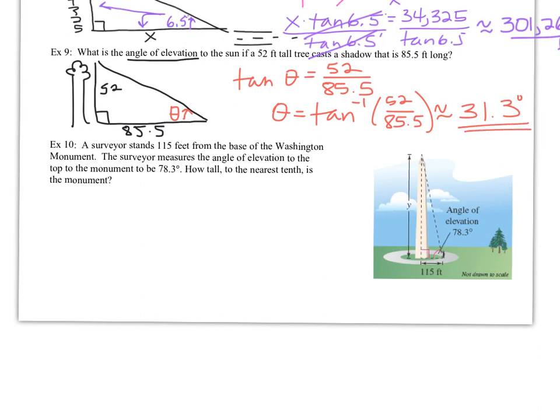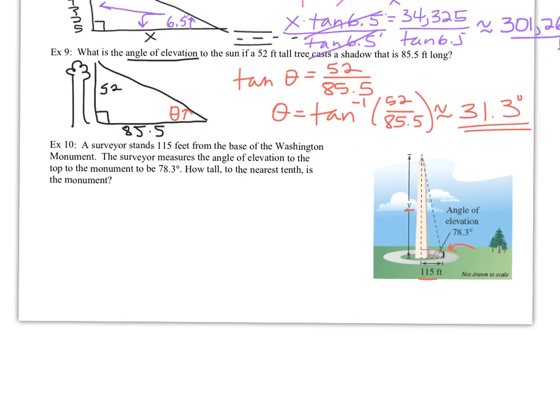All right, one more. A surveyor stands 115 feet from the base of the Washington Monument. The surveyor measures the angle of elevation to the top to be 78.3. So this one's kind of nice. The picture's already drawn for us. How tall to the nearest tenth is the monument? Taking a look at this picture, I see my reference angle down here at the bottom. We're asked to find the height of the monument, which is opposite that angle. And we know that the surveyor is 115 feet away, which is the adjacent side.